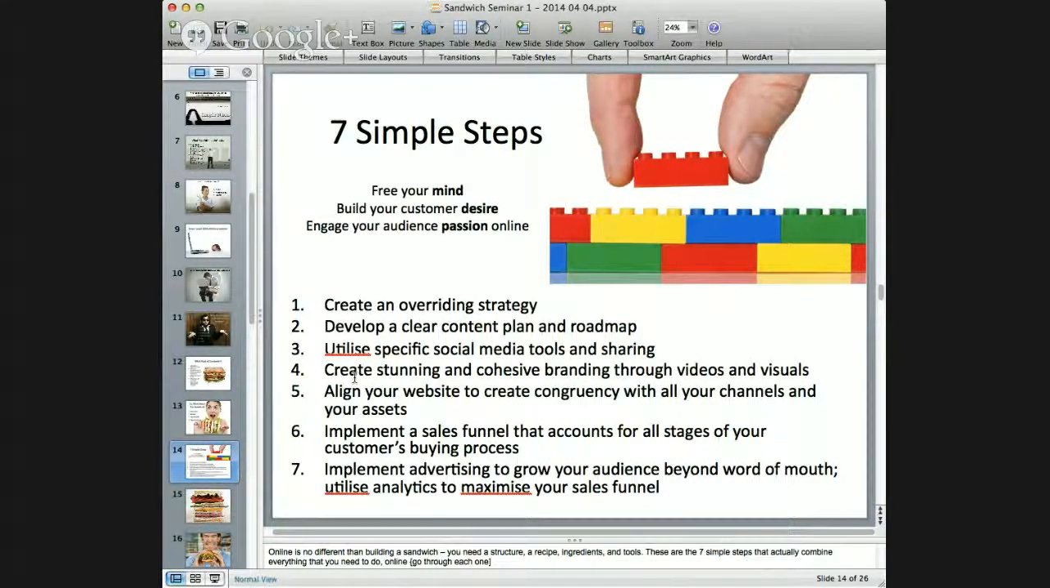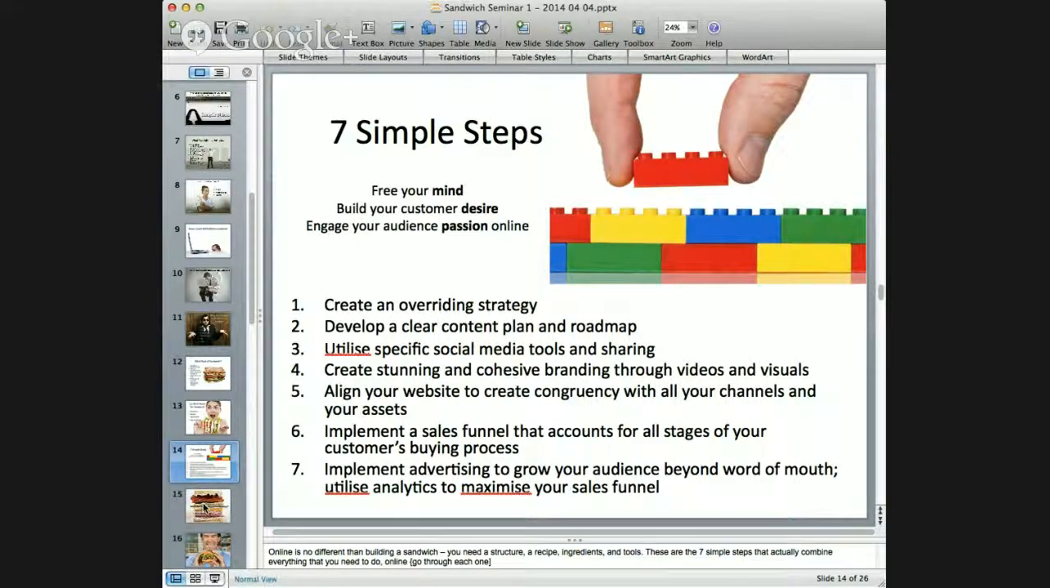And the last one was implement advertising, right, to grow your audience beyond word of mouth. Word of mouth is obviously a very, very powerful form of marketing, but what do you do when that no longer exists? Or if you want to grow your business bigger, you need to advertise. It's as simple as that. And that's how you'll maximize your sales funnels, being able to tap into different audience groups, in different geographical locations or different industries, or whatever the case may be.